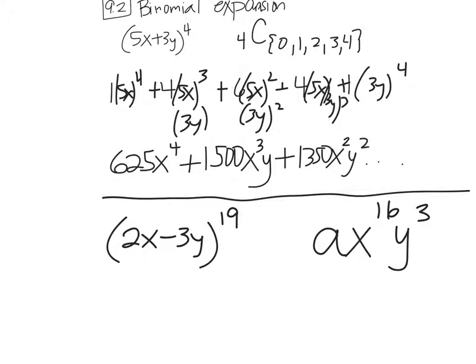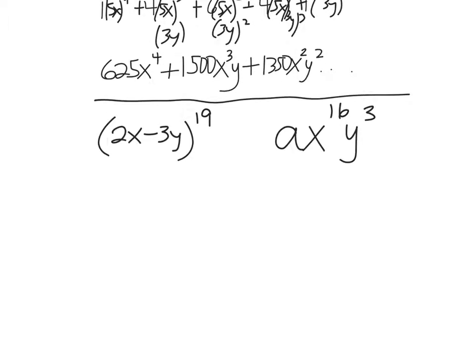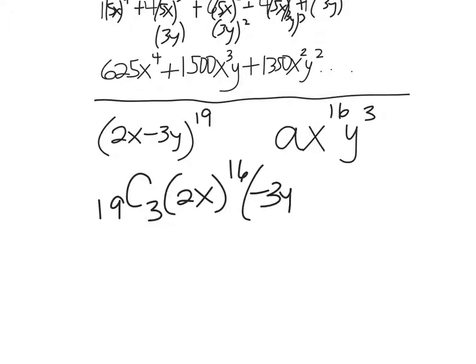Okay? Remember doing these? You had them on your last quiz, yeah? Good. Okay, so you would do 19C3. 19 is this number, it goes in front. 3 is the second number. And then this would be 2x to the 16th and negative 3y to the 3rd.